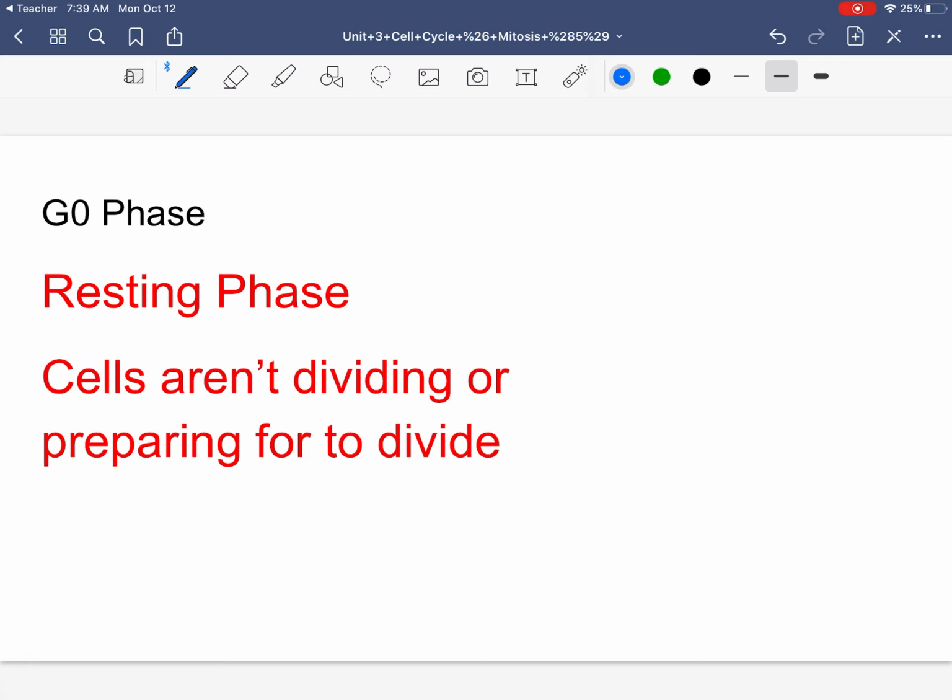G0 is basically like a resting phase. So if the cell doesn't need to divide anymore, or it can't divide anymore, it's going to go into this little separate area where it just kind of hangs out.